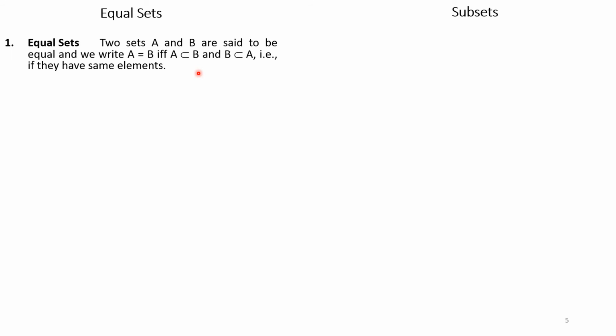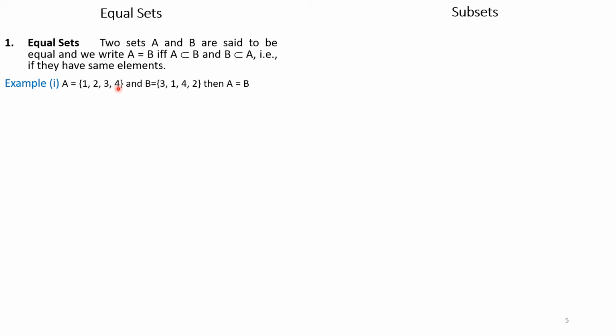If both the sets have the same elements, that is, set A has the same elements as that of B and B has the same number of elements as A, then we call these two sets equal sets. Example.